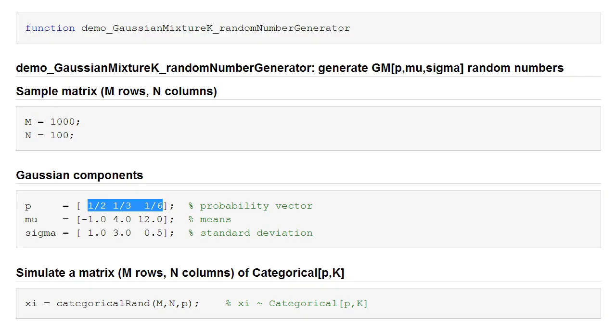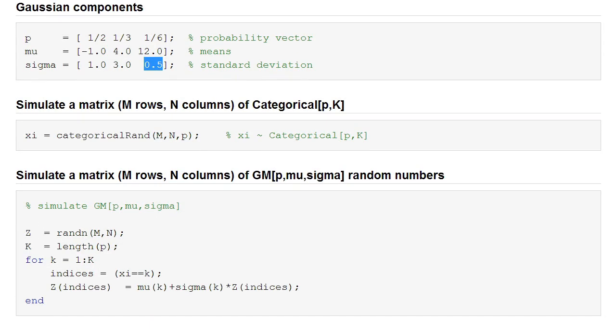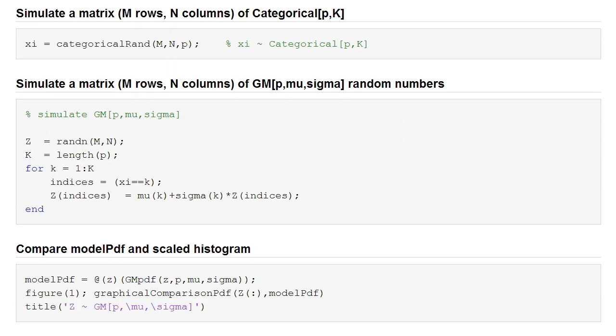The first component in the mixture has an average of -1 and a standard deviation of 1. The second component has mean 4, standard deviation 3. The third component has mean 12, standard deviation 0.5. To sample from the Gaussian mixture, the first thing we're going to do is to simulate a matrix of m rows and n columns of categorical random numbers whose probability vector, p, corresponds to the probability of each of the components in the Gaussian mixture.